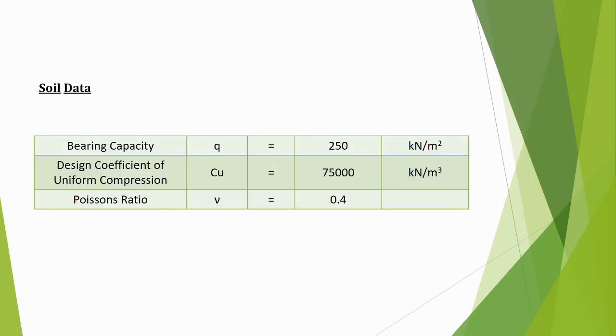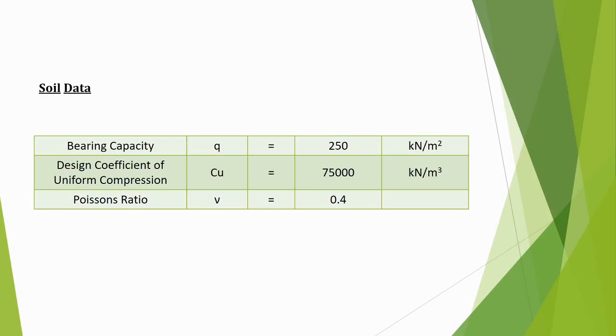Next thing we require is soil data. That is bearing capacity, design coefficient of uniform compression, and Poisson's ratio of the soil. The coefficient of uniform compression we get from the geotechnical reports, and it is obtained by performing a cyclic plate load test on the site.